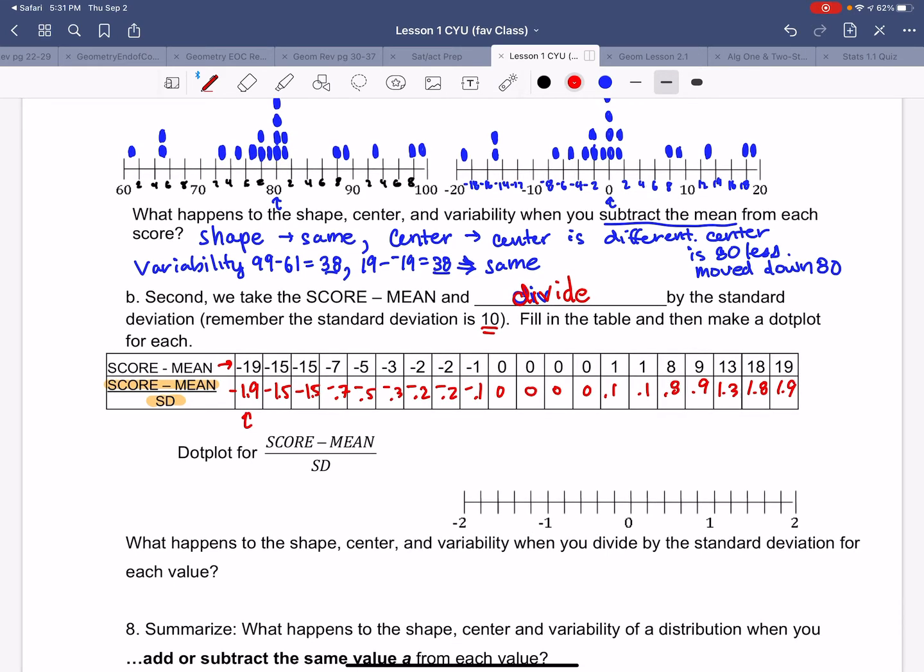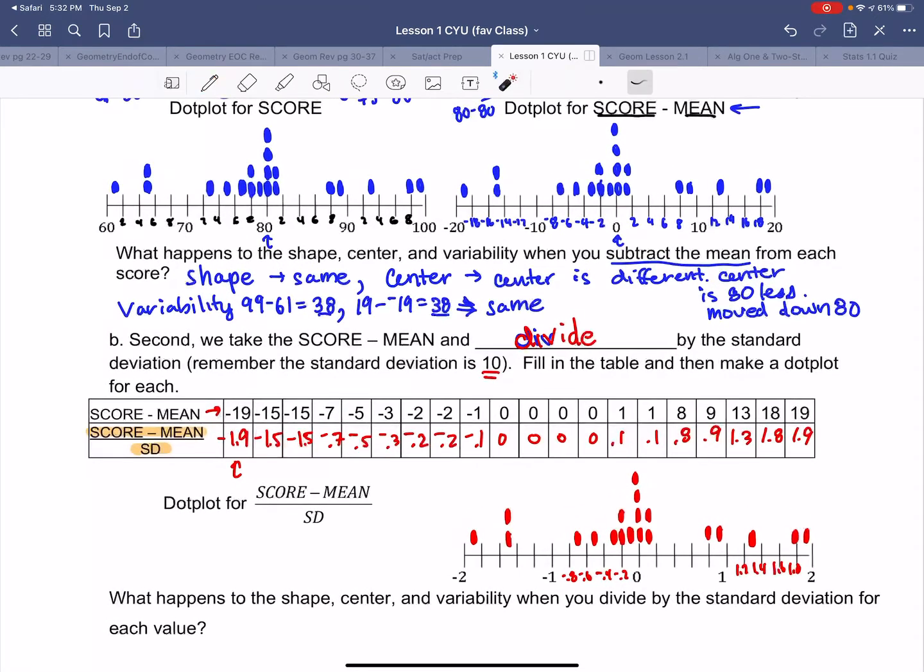And now we can make a dot plot. Okay. So negative 1.9, negative 1.5, negative 1.5, negative 7, negative 0.5, negative 0.3, negative 0.2, negative 0.2, negative 1, 0, 0, 0, 0, 0.1, 0.1, 0.8, 0.9, 0.3, 1.8, 1.9.